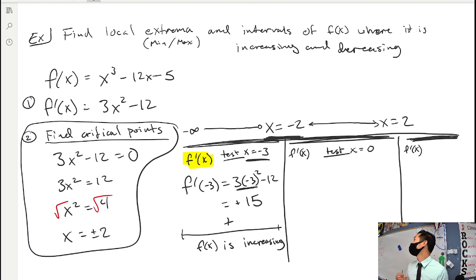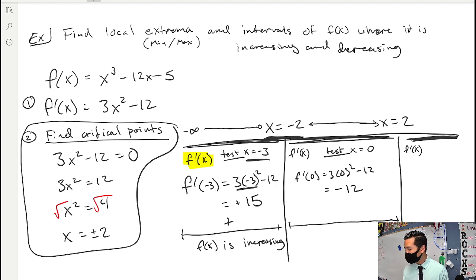When I say test, it's because you got to plug it in. Negative. It's decreasing. So, you're already doing it ahead of me. F prime of 0 is going to be 3 times 0 squared minus 12, which gives me negative 12, which means from here to here, my derivative, f prime of x, is negative. The derivative is negative. What's decreasing then? Not f prime, f of x. The function is decreasing from here to here. F of x is decreasing.